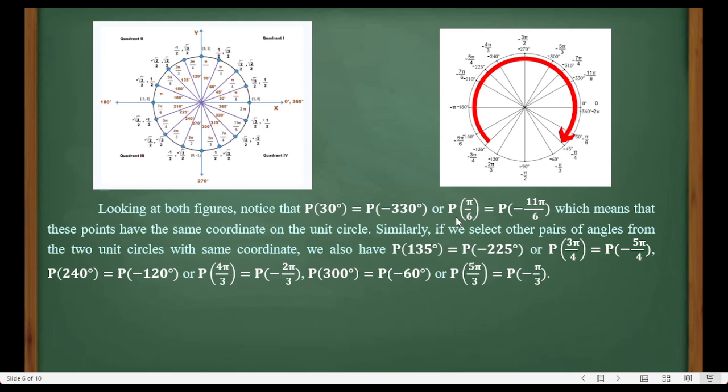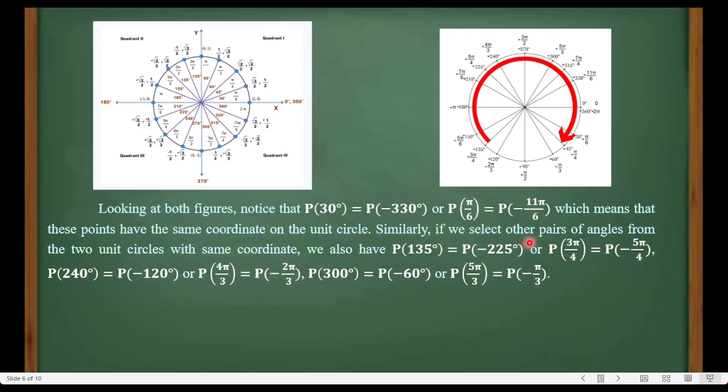Or, P of terminal point at pi over 6 is the same as the terminal point at negative 11 pi over 6. So basically, itong nakikita nyo, ito rin yun. Naka-radian lang, pero they are equivalent in measure. These two, isang value lang yan. Likewise, 30 degrees is the same as pi over 6. Now, which means that these points have the same coordinates on the unit circle.